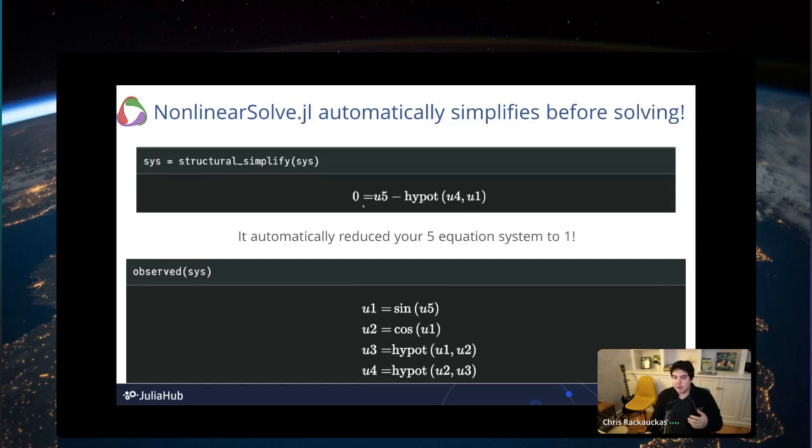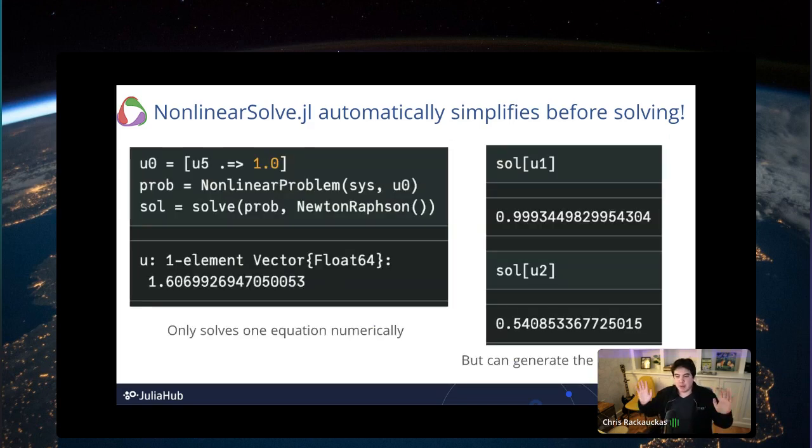That u5 is a function here of hypot of u4 and u1, but u1 is just a function of u5. u4 is a function of u2, u3, and so on. It's all just u5 at the end of the day. So what it does is it says, I just solve for u5. I give you a solution in terms of one variable, but now you can query it and ask, what is the solution of the other variables?